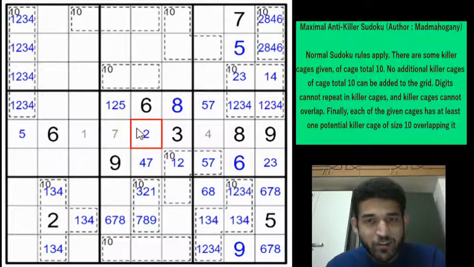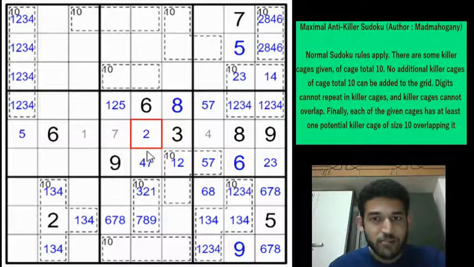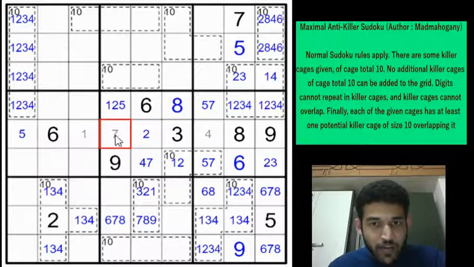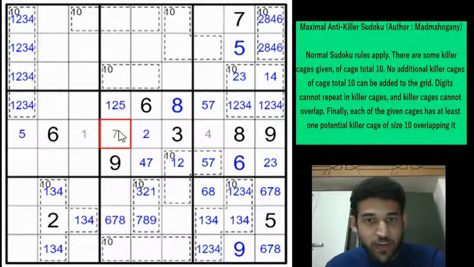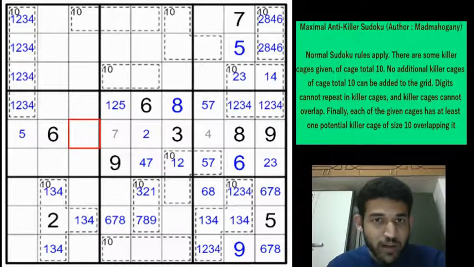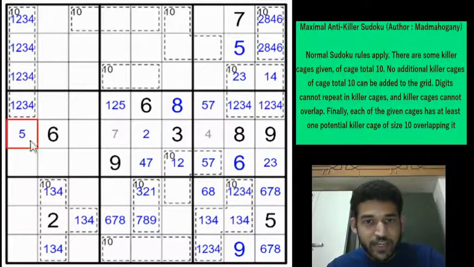This is really deep logic, guys. You have to keep on watching out for cages of any length which add up to 10. So if you have a 1 here, we are leading to a situation where we are getting a 3 cell killer cage and the total is coming up to 10. So you can't have a 1 as well here, right? So let's retrace our steps back.